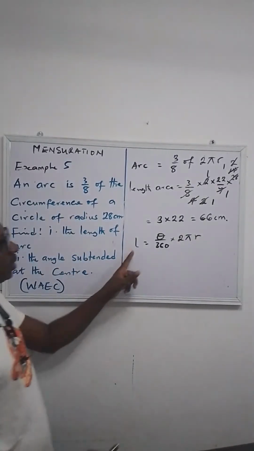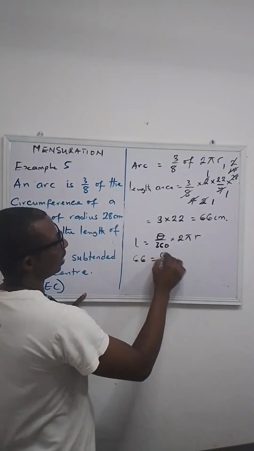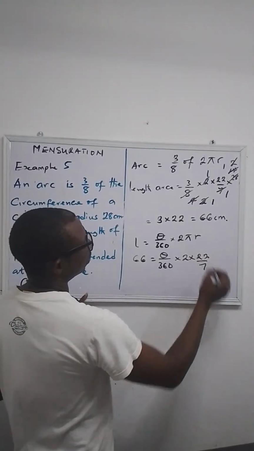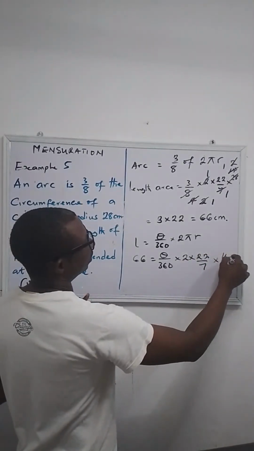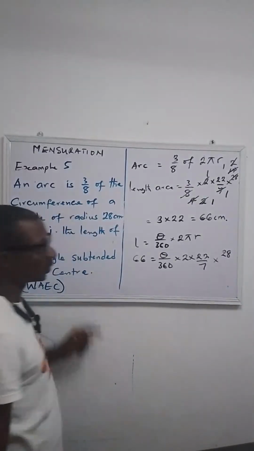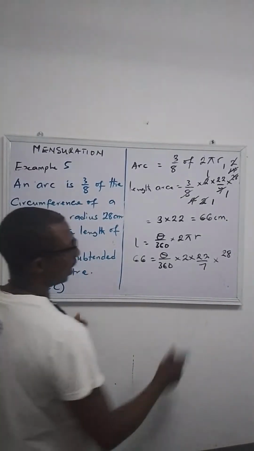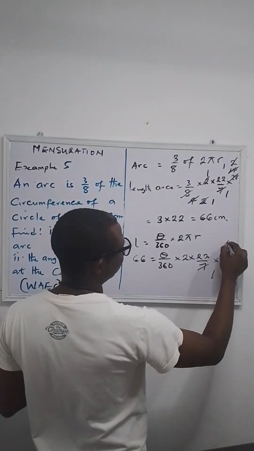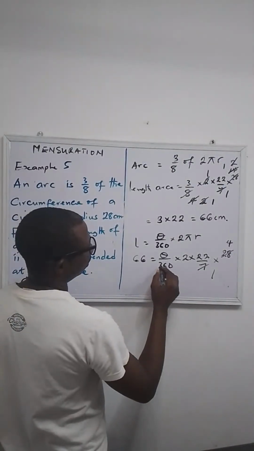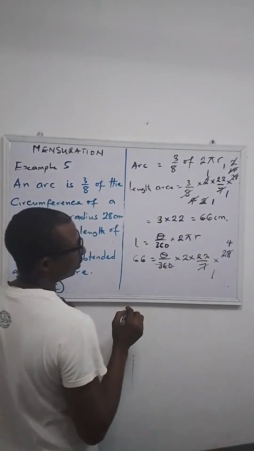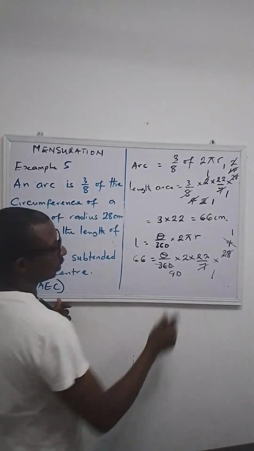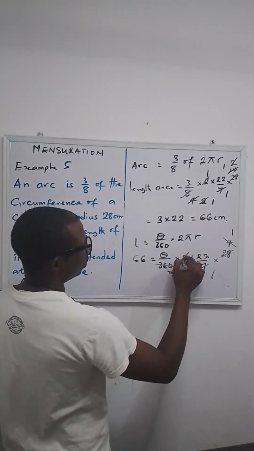Okay, so now we know this to be 66. Theta is what we are looking for, 360 times 2 times 22 over 7 times, what is r? That's 14. No, 28, sorry, we have 28. Okay, so now we have this, 7 goes here 1, 7 goes here is 4. 4 goes here is 1. Now 2 goes here is 45. 2 goes here is 1.